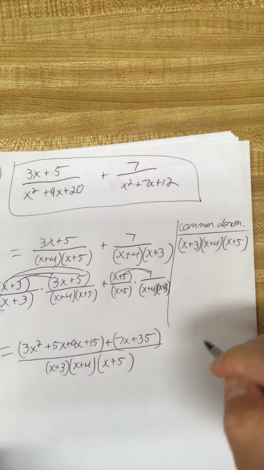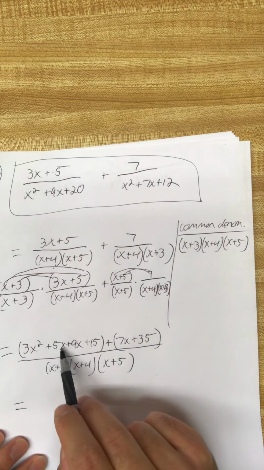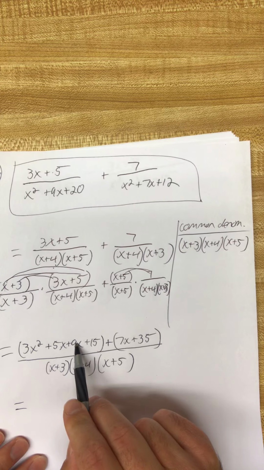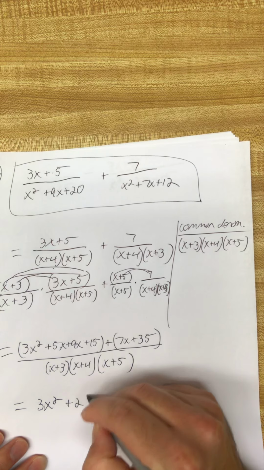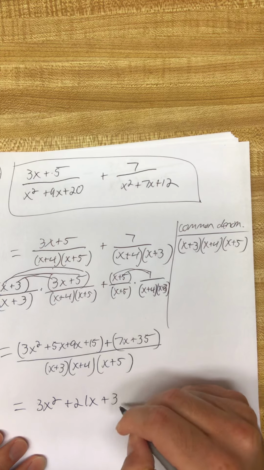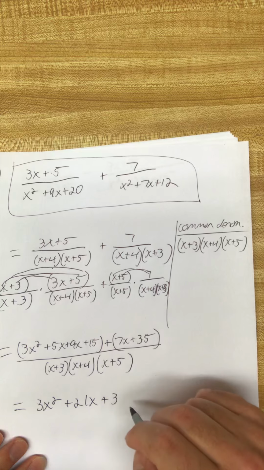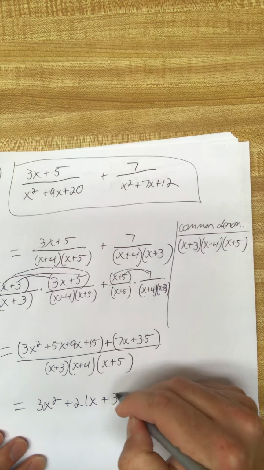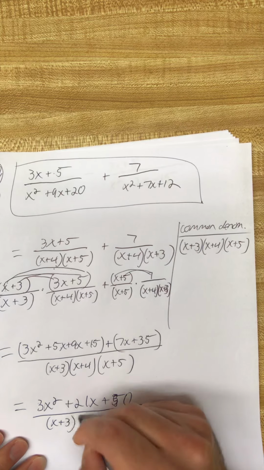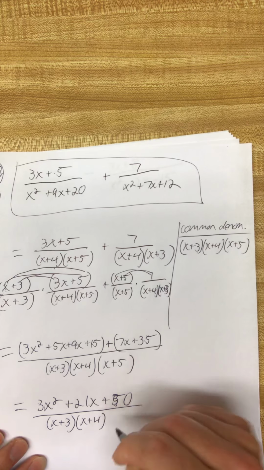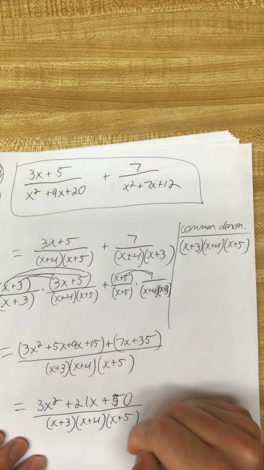All right, when we start to simplify that numerator, 5x and 9x is 14x, plus 7x is 21x, so final answer: 3x squared plus 21x plus 15 and 35 is 50, all divided by (x + 3)(x + 4)(x + 5).